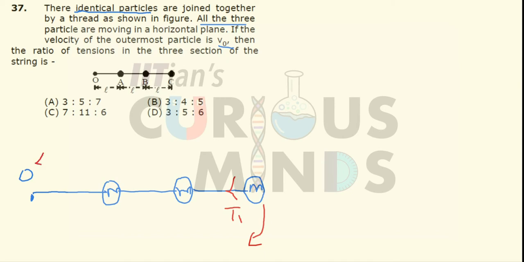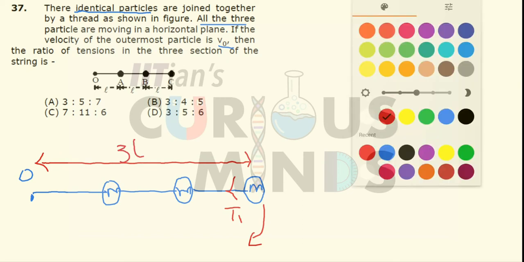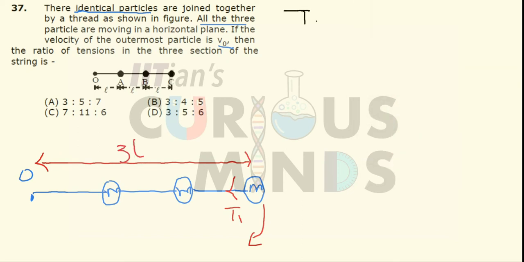Now the distance of the third particle from the center of revolution will be equal to 3 times L. So basically over here, the tension T1 will be equal to m omega square r, which is equal to m omega square 3 times L. Now why am I taking the value of omega square? Because the omega will be the same for all three of them, but the velocities will be different.